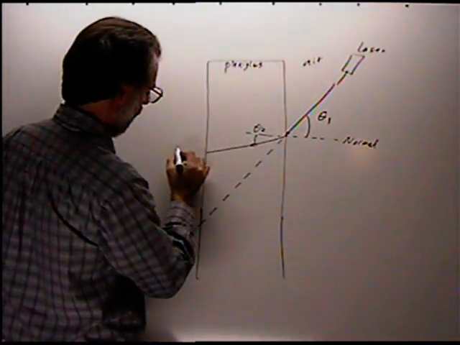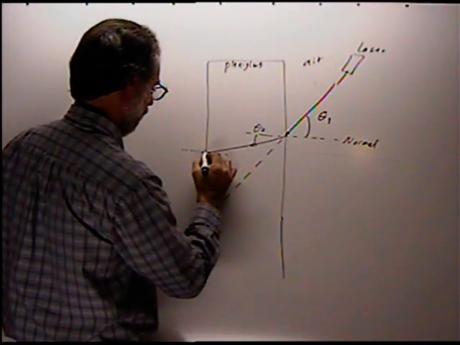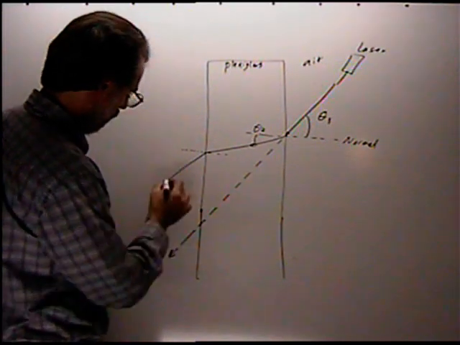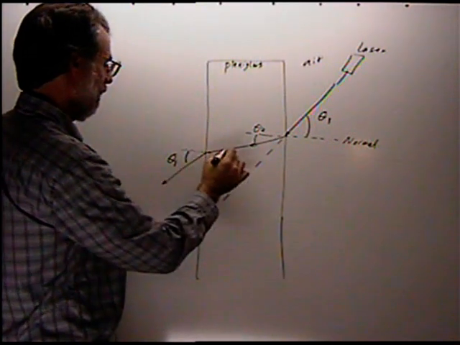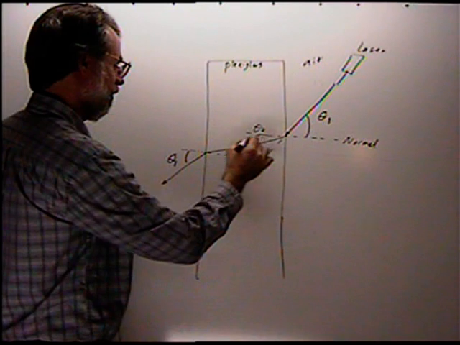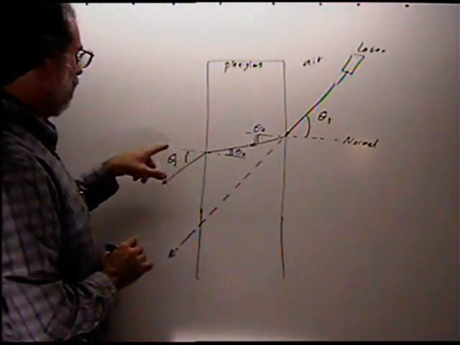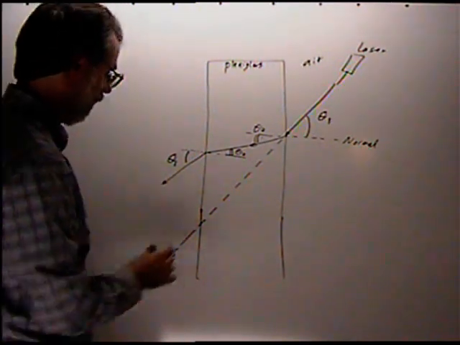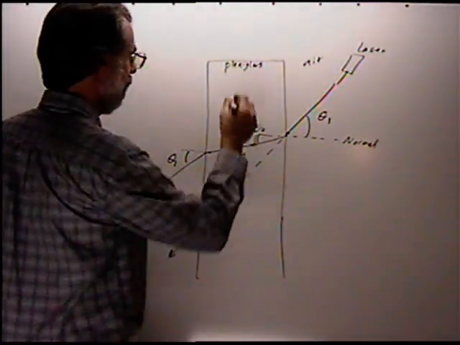At this point, we have another normal, and it refracts again, coming out parallel. That is, this ray is parallel with this ray, and this now becomes theta 1 again. This is theta 2. This angle is the same as this angle, and essentially we work Snell's law in reverse, and we get theta 1.